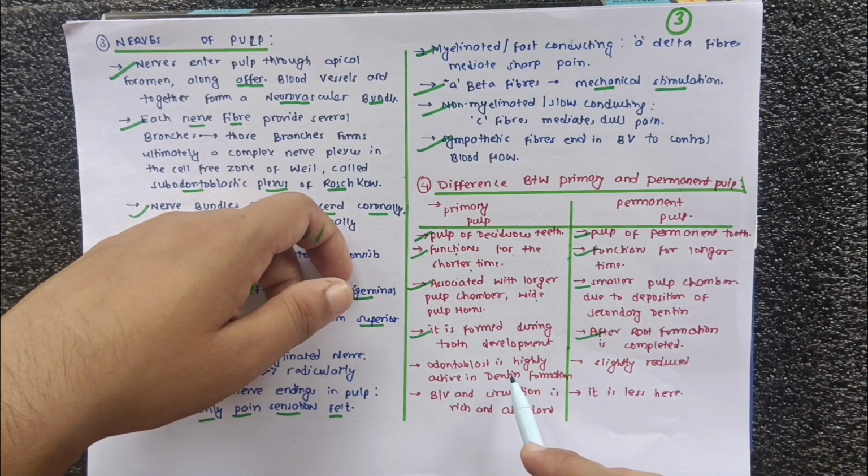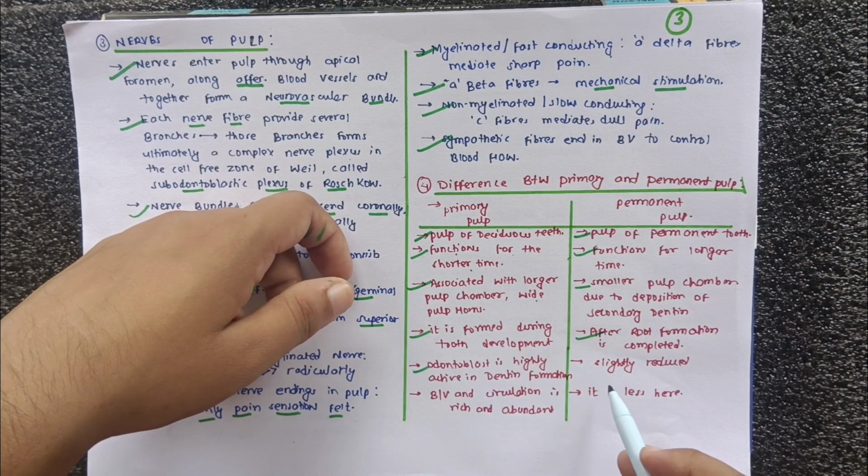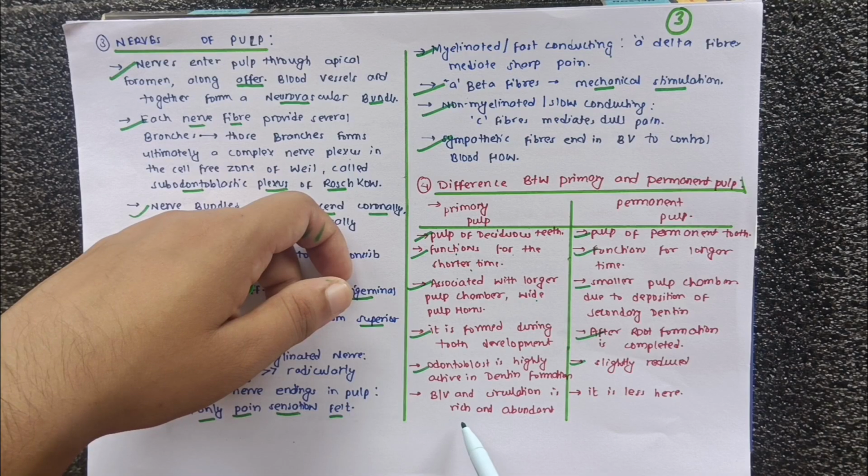And odontoblastic activity is highly active in dentine formation in the primary pulp, and it is slightly reduced in the permanent pulp. Blood vessels and circulation are rich and abundant.